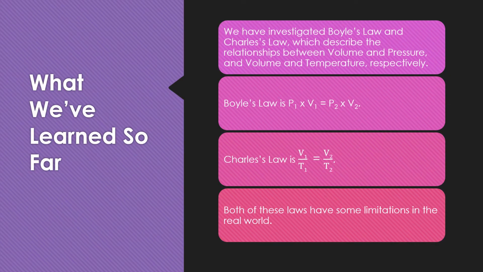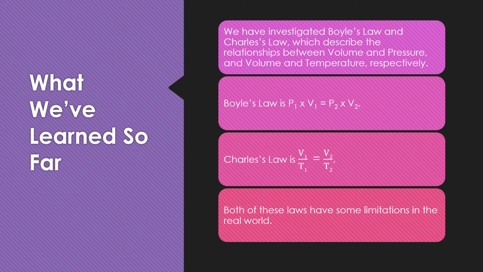It's worth taking a moment to remind ourselves of what we covered so far before moving on to the combined gas law. We have already investigated Boyle's law and Charles' law, which describe the relationship between volume and pressure and volume and temperature. Boyle's law is written as P1 times V1 equals P2 times V2, and Charles' law is written as V1 divided by T1 equals V2 divided by T2.